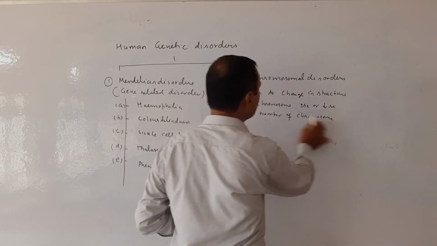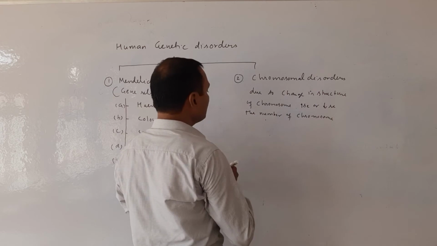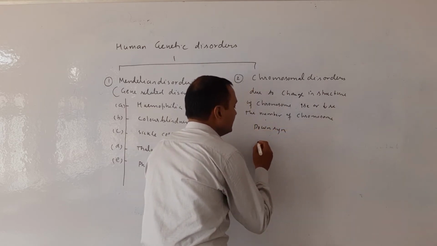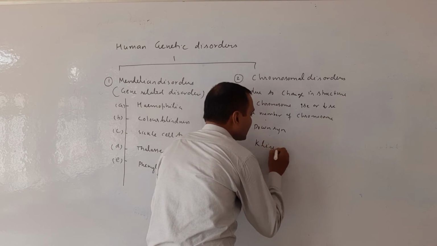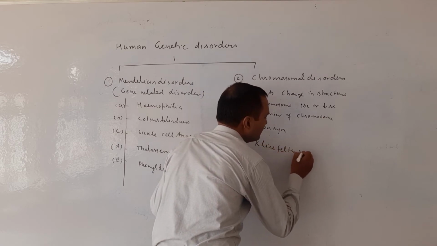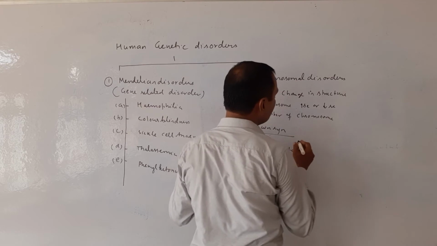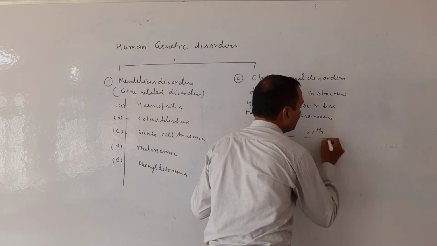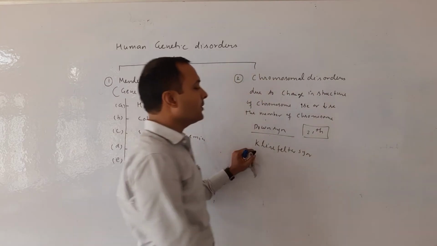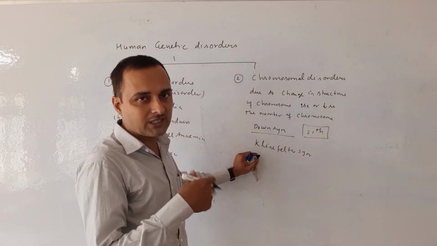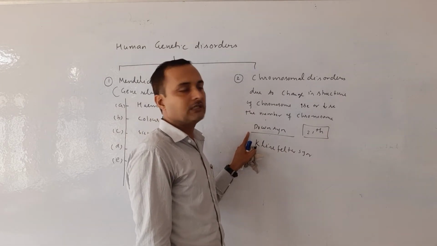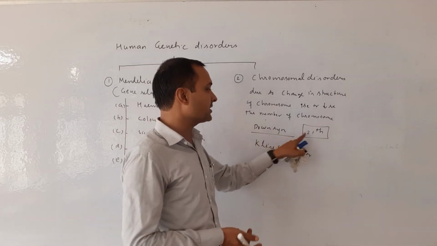Hyperploidy examples given in your syllabus are Down syndrome and Klinefelter syndrome. So what is Down syndrome? In case of Down syndrome, there is a trisomy of the 21st chromosome. It is a type of autosomal disorder because the autosome, the 21st chromosome, increases.